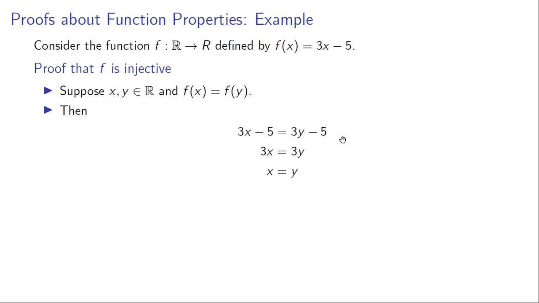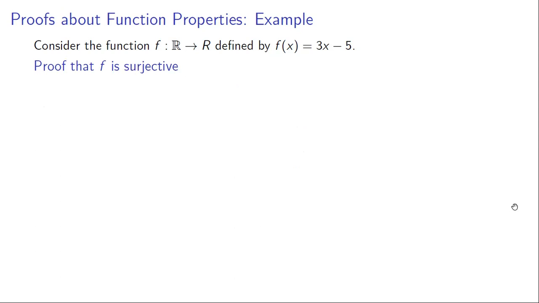So what did we see here? We started by supposing that f of x is equal to f of y, and the conclusion was that x is equal to y. That proves that f is injective. Again, what we're proving is really the contrapositive of the injective property, which is equivalent to proving the injective property itself.